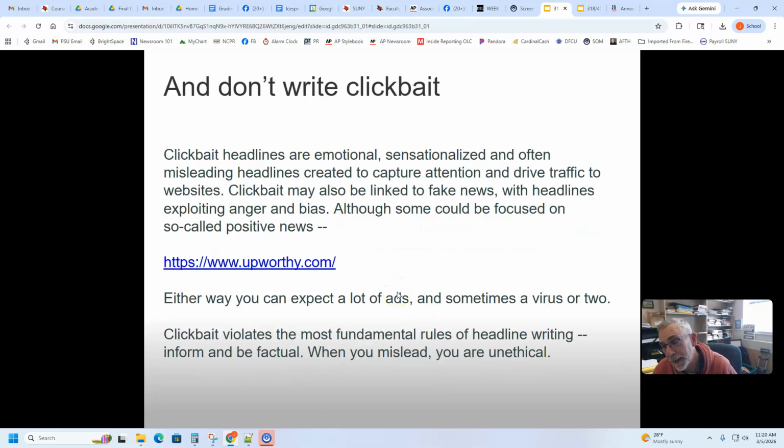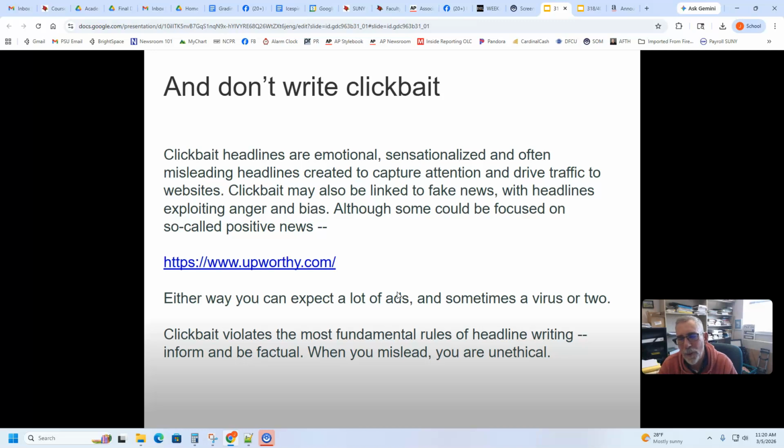And don't write clickbait, please. Clickbait headlines are emotional, sensationalized, often misleading. I think they're almost always misleading. It's "the 3 things a plumber doesn't want you to know," and on and on. Clickbait is terrible. If you're only writing the headline to get someone to go to your site for traffic, it's okay to have an interesting headline. Headlines that are deceptive, though, that's the problem.